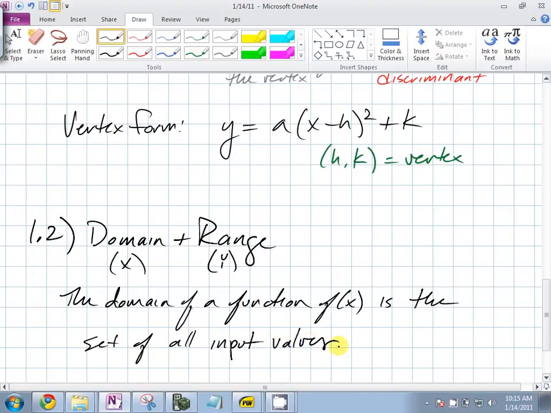What are you trying to avoid? There were two things you're trying to avoid. The square root of negative numbers and dividing by 0. Those are the two things you want to avoid. We talked about that yesterday. You want to avoid square rooting negative numbers, and you want to avoid dividing by 0.